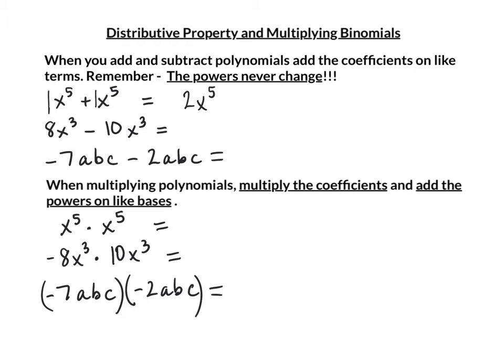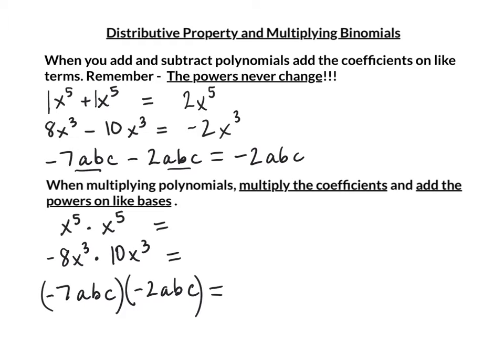8x cubed minus 10x cubed. In this case, we subtract the coefficients. 8 minus 10 is negative 2, x cubed. The powers never change. If I have negative 7 of some number, and I take away 2 more of them, that's negative 2, in this case, A, B, C. Remember that when you add, the powers never change.